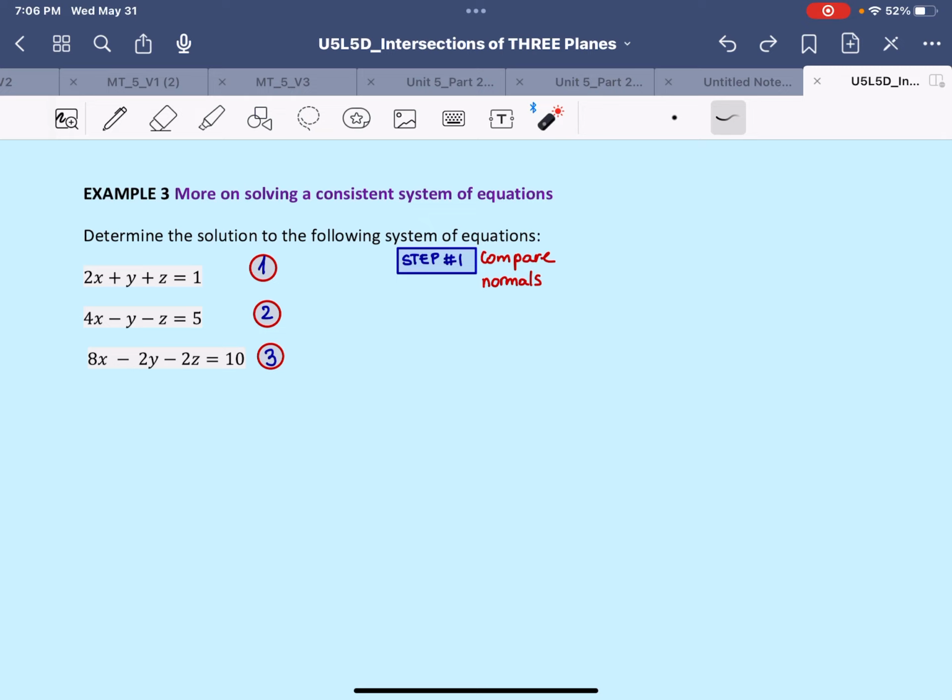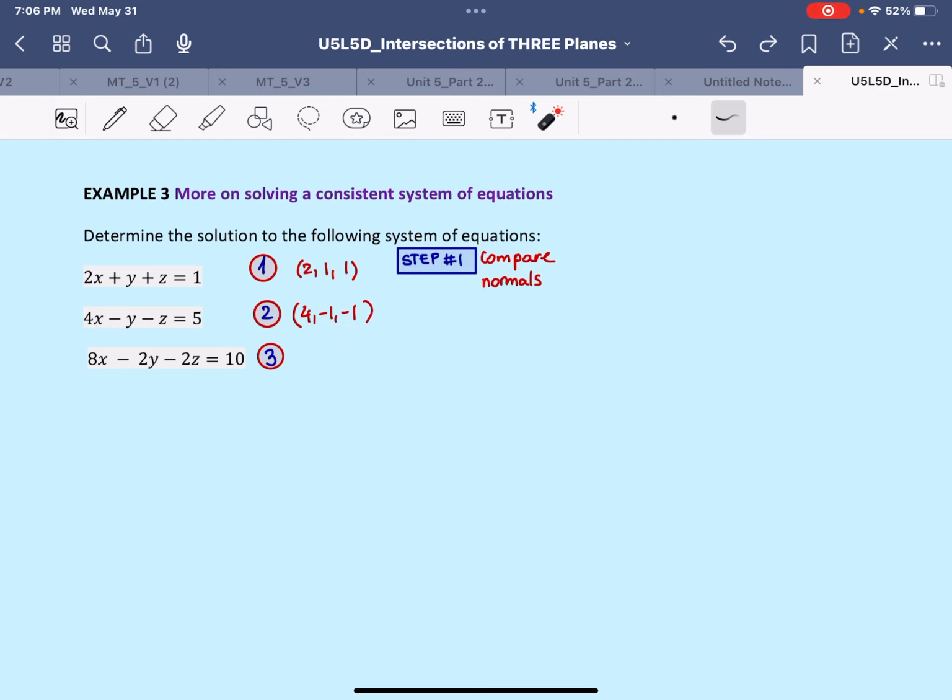If you look at the first equation, 2x plus y plus z equals 1, the normal is determined by the coefficients of x, y, and z respectively. So we'll say that the normal will have the coordinates 2, 1, 1. For the second equation, the normal would be 4, negative 1, negative 1.